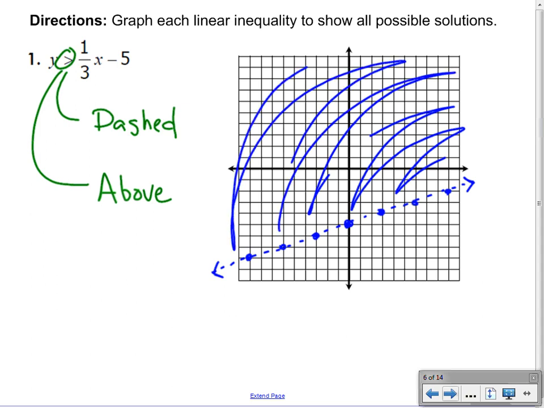Okay, so any point in this shaded region, so here, here, here, anywhere that you see in this shaded region would be considered a solution to that system. Meaning, if I took that ordered pair and plugged the x and y value into my inequality, it's going to make it true.